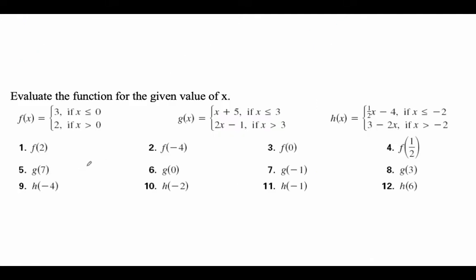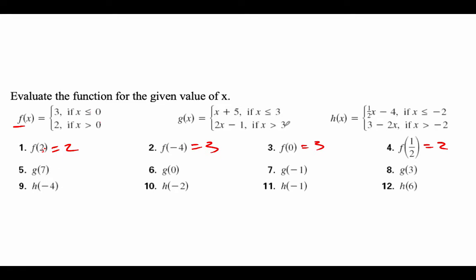Okay, evaluate each of these. Now you've got to pick the right function. So like 1 through 4, you're using the F function. 5 through 8, you're using the G. 9 through 12, you're using the H. And you've got to pick the right one. 2 is greater than 0, so my answer is 2. -4 is less than 0, so my answer is 3. 0 is equal to 0, so my answer is 3. 1/2 is greater than 0, so my answer is 2. So those ones were just horizontals, and you're picking the line.